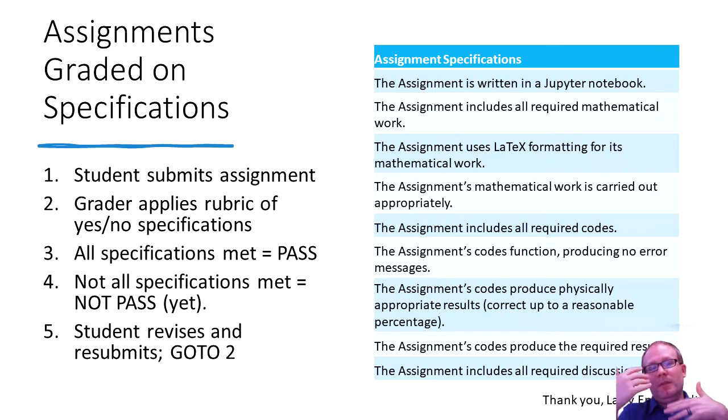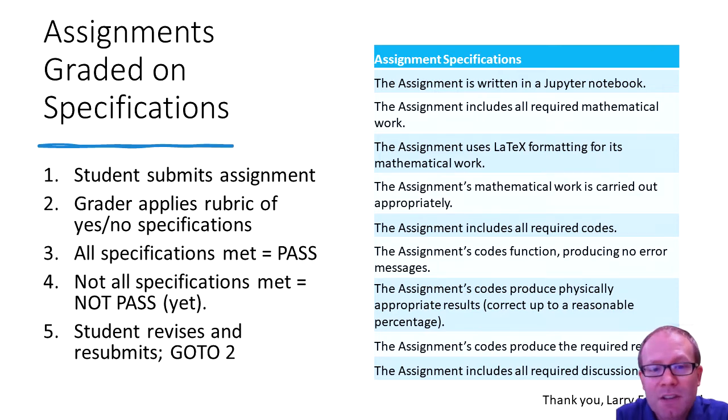So the way this specifications grading process worked in my class is that the student would submit their Jupyter notebook, and the grader would apply a rubric of yes or no specifications. So you have the specification rubric over here on the right. There are 9 items that each get a yes or a no. There are no partial points because none of these things can really be gradated into partial credit, right? It's either a yes, the assignment accomplishes the specification, or no, it does not accomplish it yet.